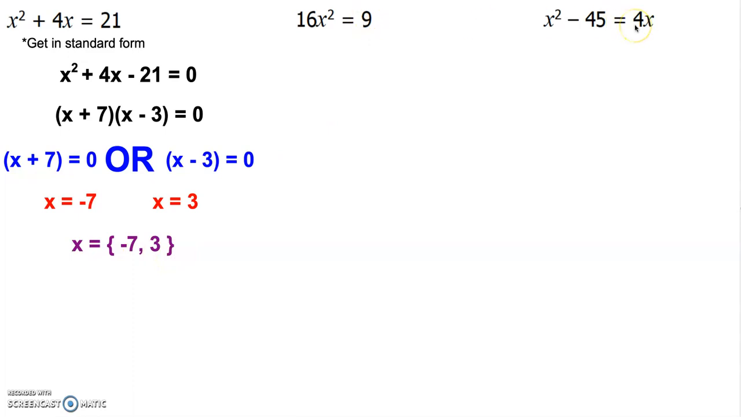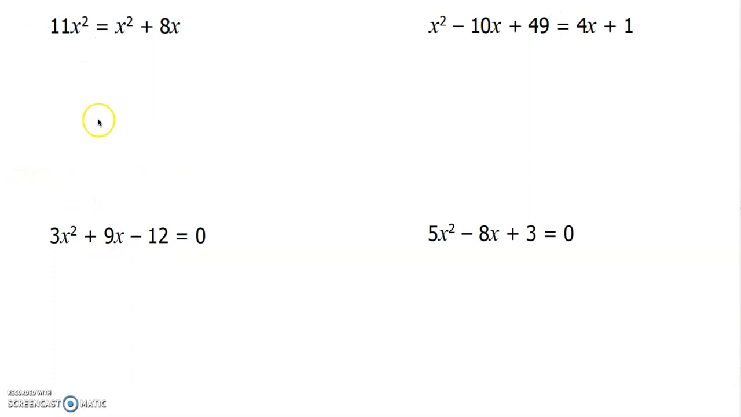These next sets of problems are on your own. Make sure that they're equal to 0 before you start factoring or solving. Maybe look for GCFs first.